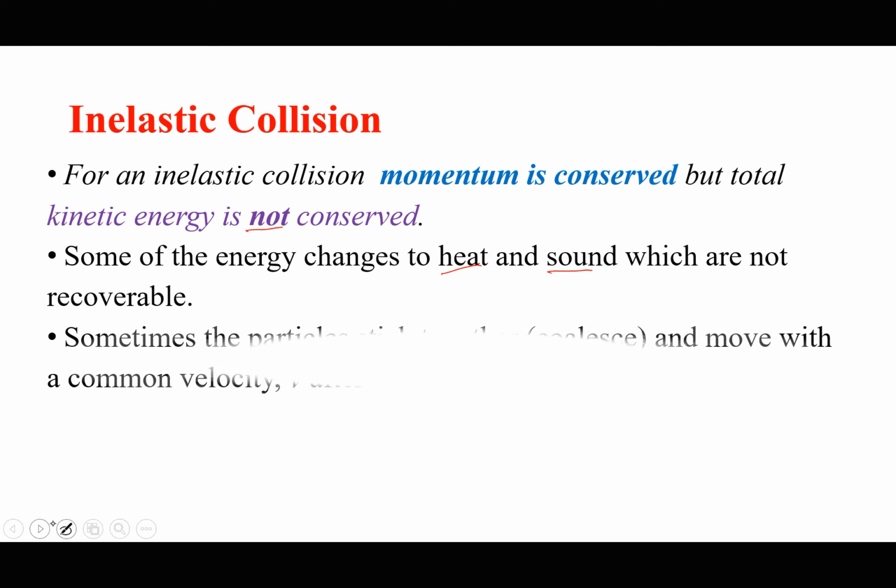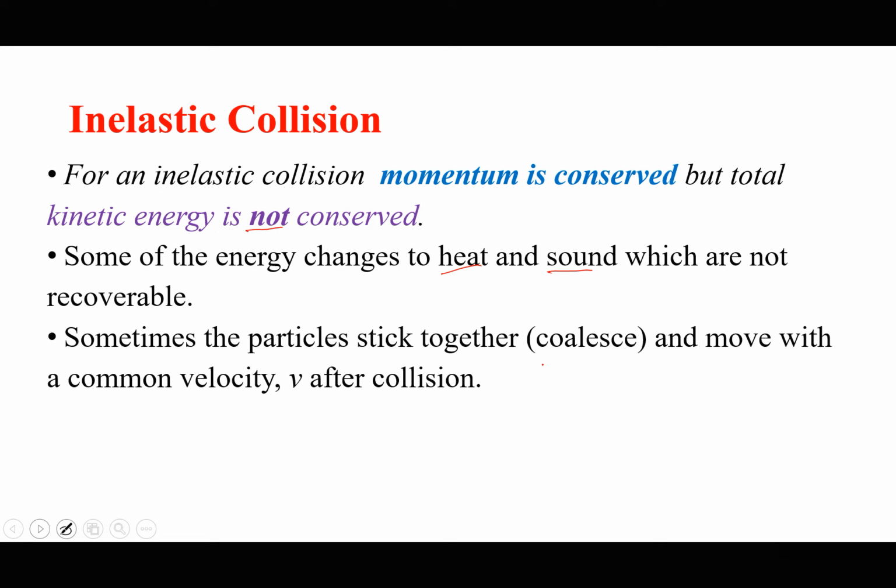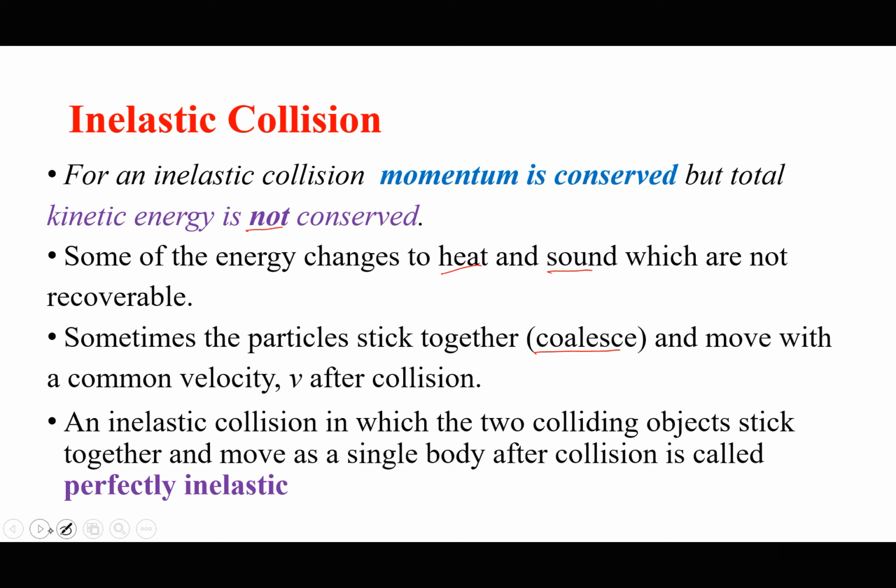So sometimes the particles stick together, that is, they coalesce and move with a common velocity. So it becomes a conjoined body sometimes. That is what we shall call a perfectly inelastic collision. So an inelastic collision in which the two colliding objects stick together and move as a single body after collision may be called perfectly inelastic. But it doesn't mean that it is only when bodies combine that we have inelastic collision.